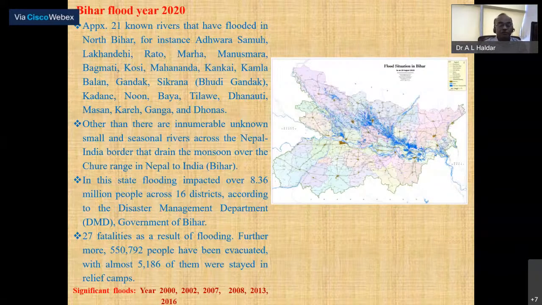And we might be knowing what happened during 2008. Like the Kosi river, what he was highlighting with the predecessors. Then, 2008, what was the report? The specific Kosi river. And now, what was the report? We were told about the shifting, especially of the river, by more than 100 kilometers.